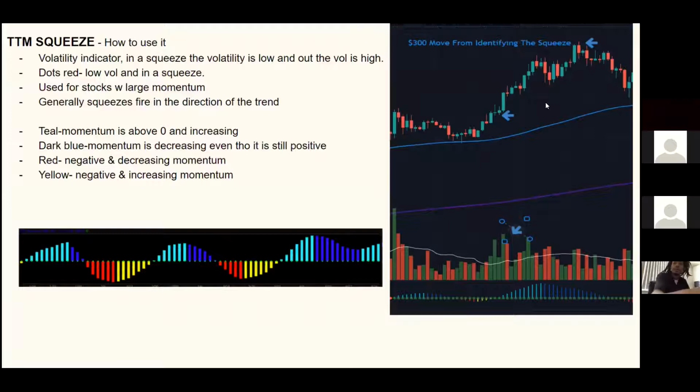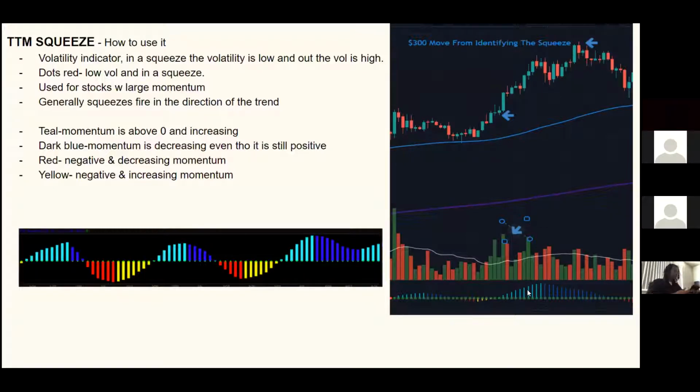Can you play the dots? Yeah, sure. So the green dots mean the squeeze itself is firing. Now there's no actual red dots on this example. I'll show you that in a real life example in a little bit, but just pretend that these dots were red, because at one point they were red and then they squeezed. So that means they fired. Those red dots turned green and then the move actually happened.